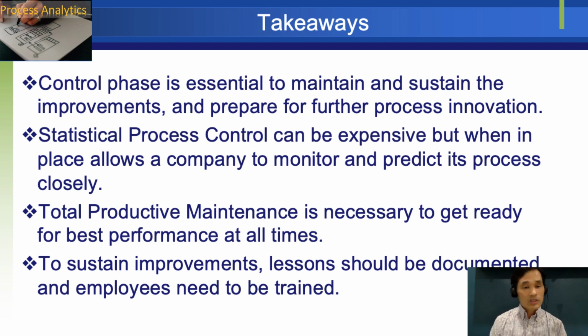Third, total productive maintenance is necessary to get ready for best performance at all times. And we don't want to be dragged by unsharpened productive maintenance. The fourth lesson that we can learn from this is to sustain improvements, lessons should be documented and shared, and employees need to be trained continually. Those are the things that we learned from this control phase.